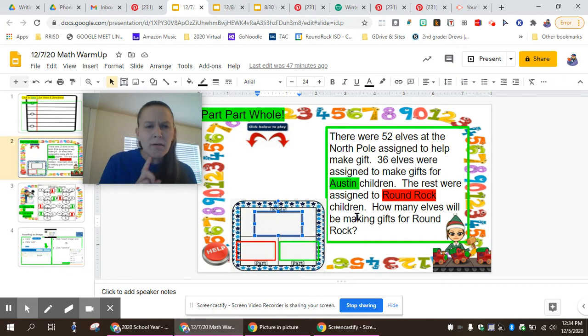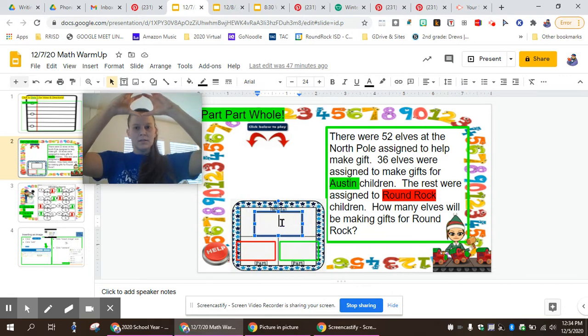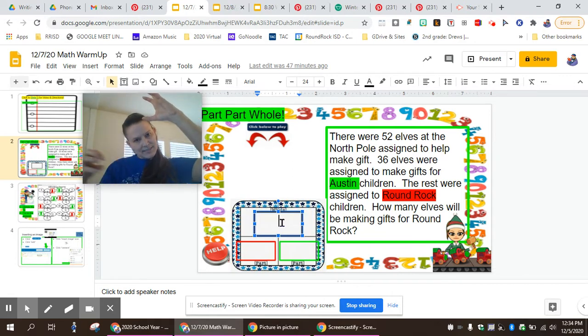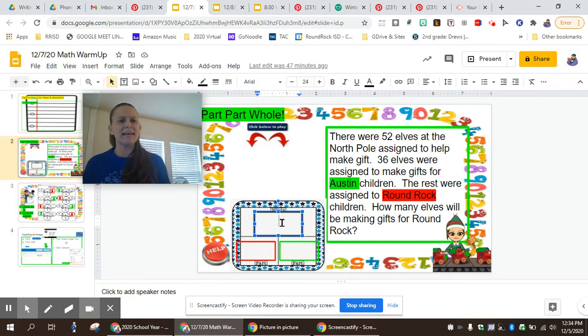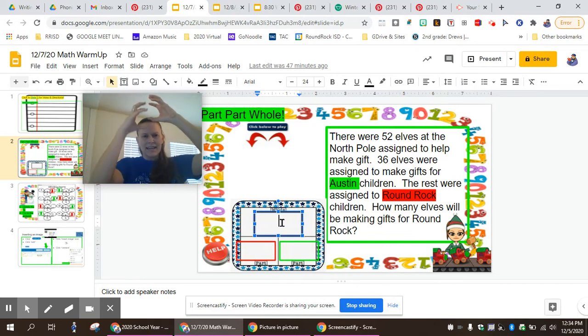But that's the big old question mark, okay? Because I want to find out how many elves are going to be making gifts for Round Rock kids, okay? So I've got 52 up here in the whole, okay? 36 for Austin. How many for Round Rock? So when I act that out, I have the whole, and I can take away a part, subtraction, to figure out the other part. Okay, so when you have that written in, your question mark was here on how many Round Rock.